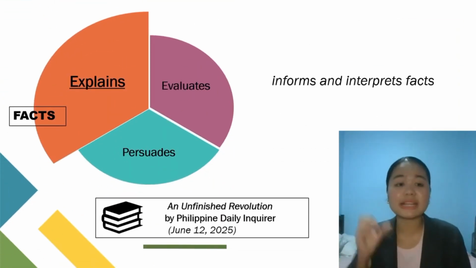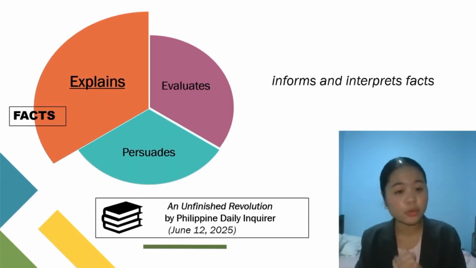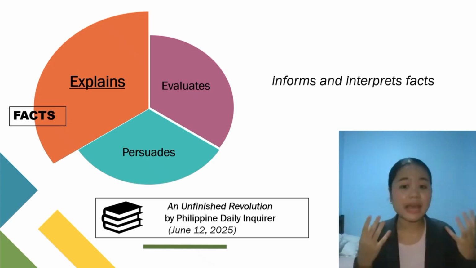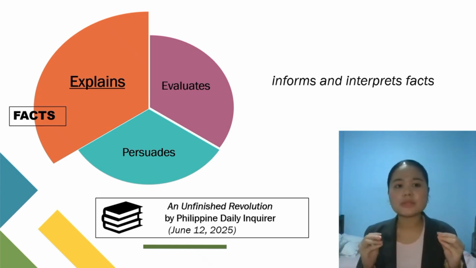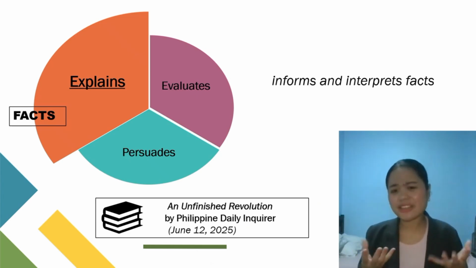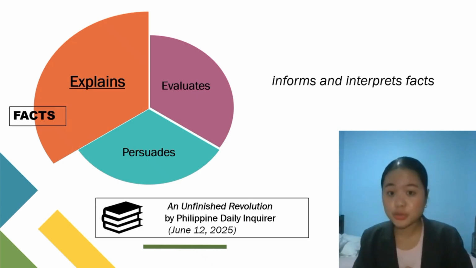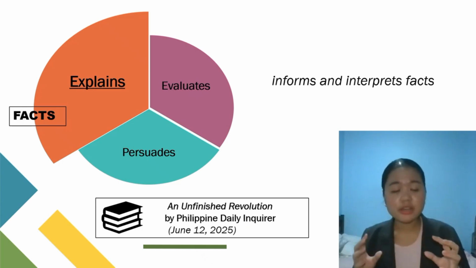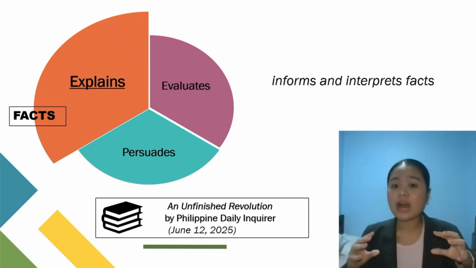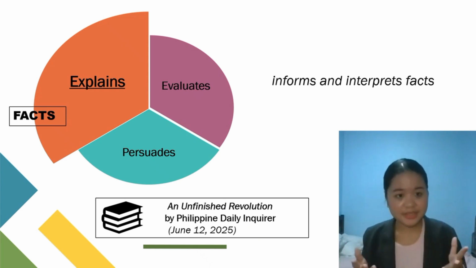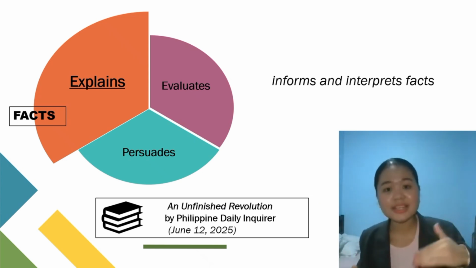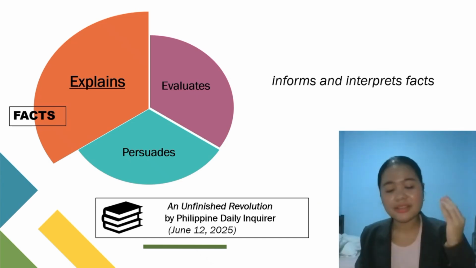Now, let's take a look at the last type of editorial called the editorial that explains. When we talk about this type of editorial, you focus on facts. And teacher, didn't you say that editorials present your opinion? Yes, that's right. That's true. But the opinion here stems from how we interpret the facts. So for editorial that explains, you inform and you interpret the facts.